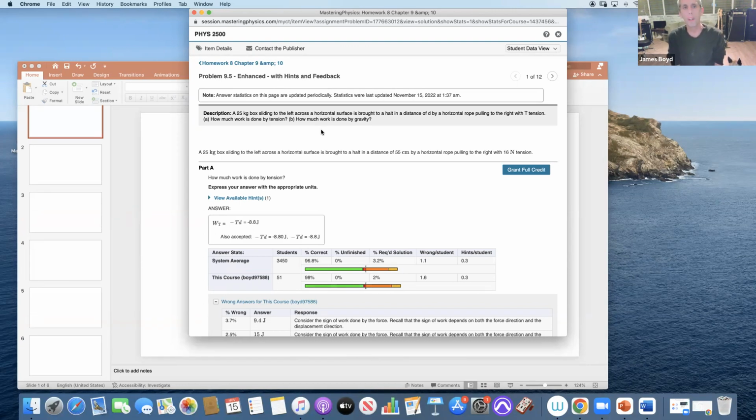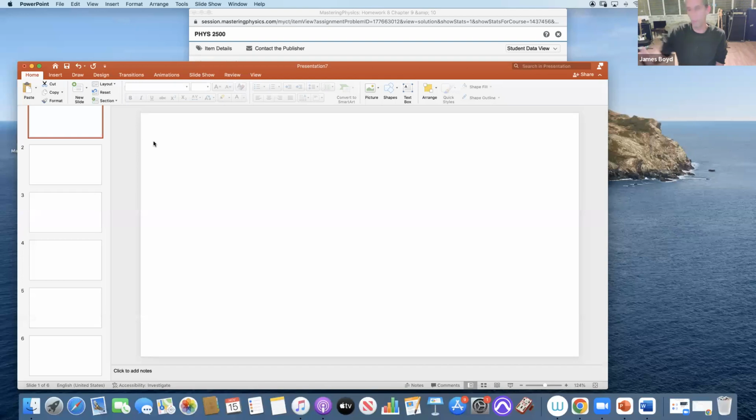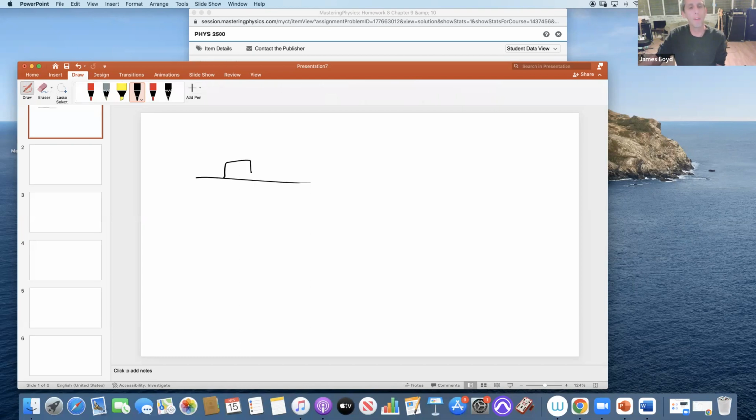First homework is homework 8, 9, and 10, which is most of what we went over on Monday. Work, energy. So this first one is a 25 kilogram box sliding to the left, brought to a halt by a horizontal rope pulling to the right. How much work is done by the tension and how much work is done by gravity? So what we have is a box that's moving to the left, and there's a rope with tension trying to pull it back that way to a stop.